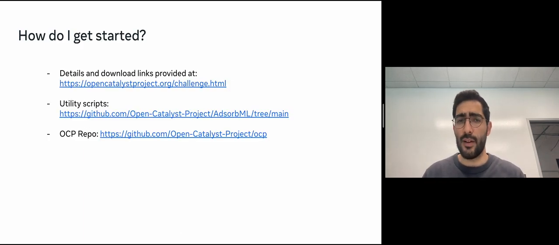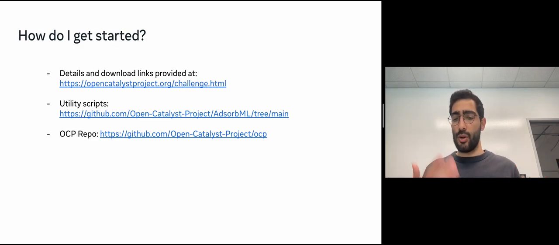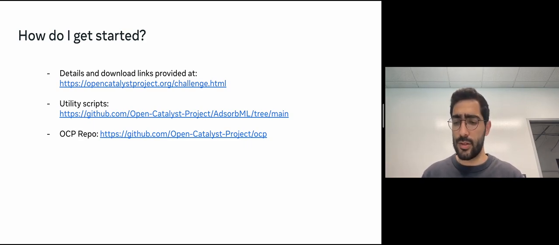How do you get started? Of course, you're already here, so I'm glad you found this. And of course, all the details, all the links are provided on our challenge website. So that's opencatalystproject.org/challenge. All the links are available here. You can refer to the AdsorbML code base for all the utility scripts, for all the details of how to detect unphysical structures or invalid structures. You can look at how we're doing the evaluation. The evaluation scripts will live there for the test challenge.